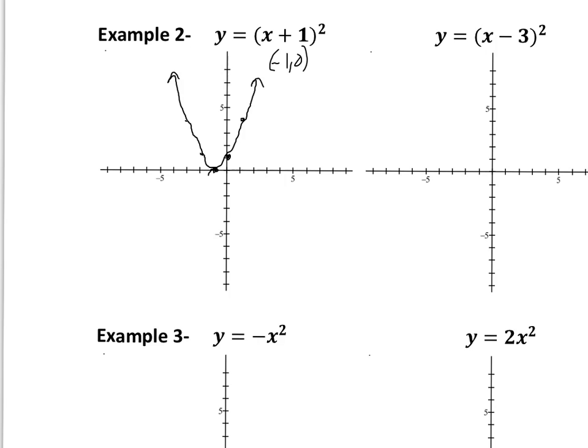Okay, so (x − 3) quantity squared is going to shift it to the right. So 1, 2, 3. There's our vertex at (3, 0). And now we're ready. Right 1, up 1 squared; right 2, up 2 squared. We get the gist, right? Left 1, up 1 squared; left 2, up 2 squared. And there we go.